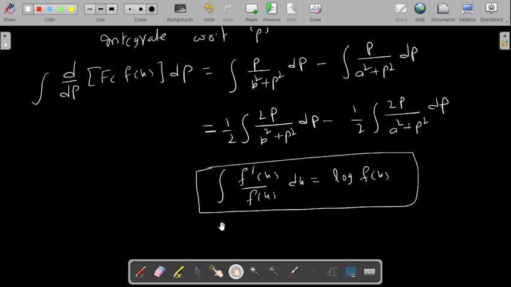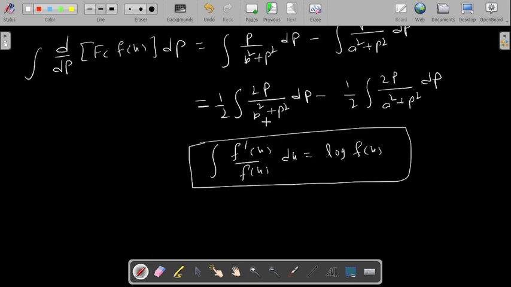This value will be what? Log f of x. So now b square plus p square, differentiation is 2p. It's like f dash of x by f of x, f dash of p by f of p. So this will be 1 by 2 log b square plus p square, minus 1 by 2 here also a square plus p square, differentiation 2p, a square constant 0, therefore log, so this value will be a square plus p square.